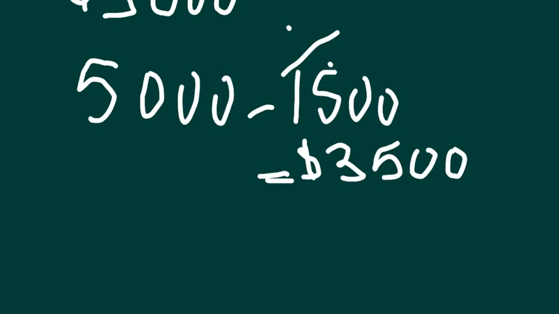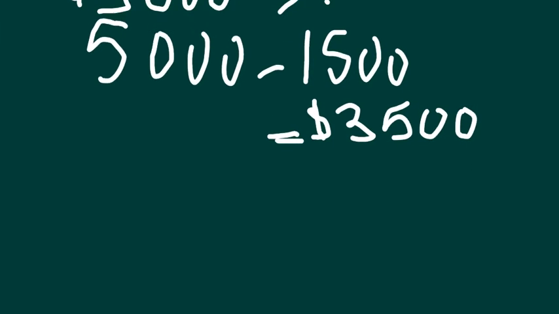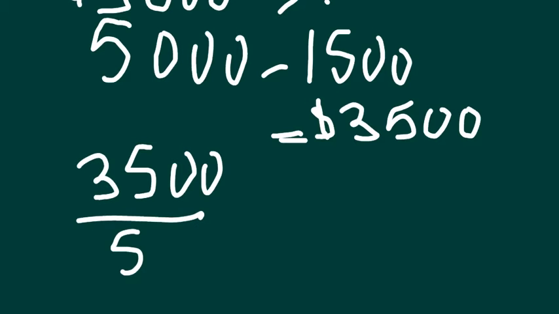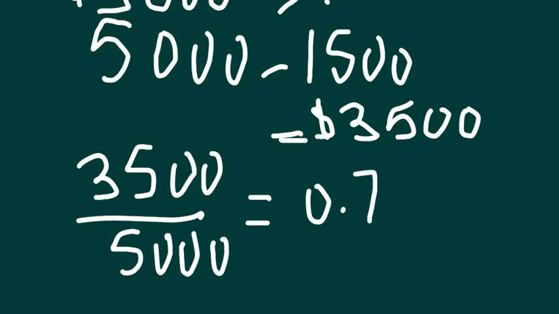So once you find the amount of decrease, you're gonna divide that by the original. Which one is the original? The car was worth $5,000 in 2005, so that's your original value. So you're gonna divide $3,500 by $5,000, and the answer should be 0.7.